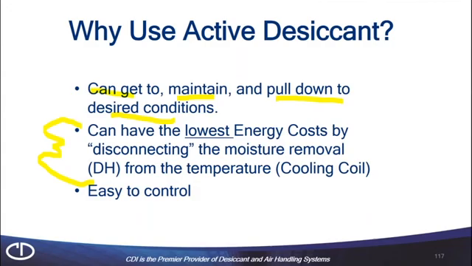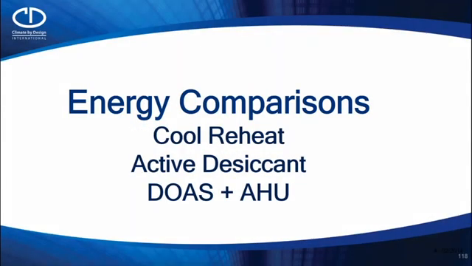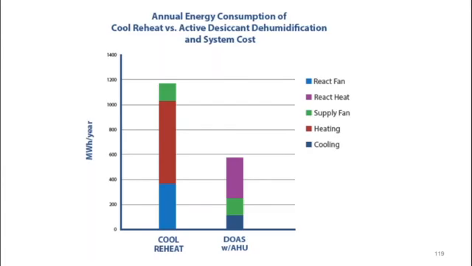And it is going to have the lowest energy costs because you now have 2 tools to work this sensible and latent moisture load. You have the cooling coil that's going to work on the temperature, and you have the desiccant that's going to work on the moisture. In a cool reheat system, it's the cooling coil that's going to try to do both, and that's why you have to have the reheat. So it's going to have the lowest energy cost over the course of a year by disconnecting the moisture from the temperature, and it's going to be easier to control.